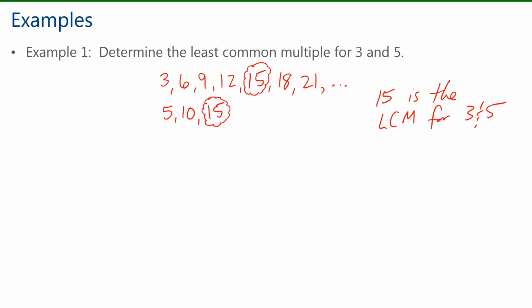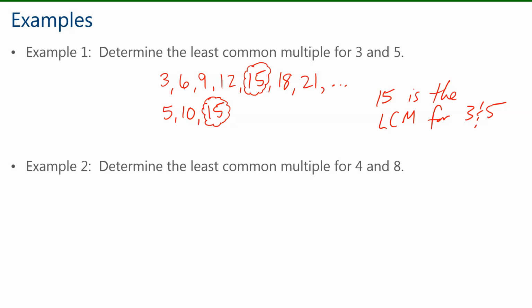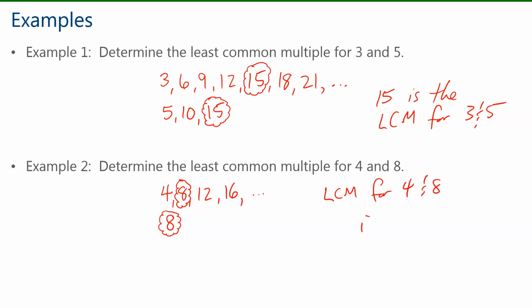Let's look at another example. So the least common multiple for 4 and 8. Okay, multiples of 4. Skip count. 4, add another 4, add another 4. And I'm going to stop there. Now I'm going to do my multiples of 8. And guess what? I only need to write down one number because 8 is common to both lists. So the LCM for 4 and 8 is indeed 8 itself.